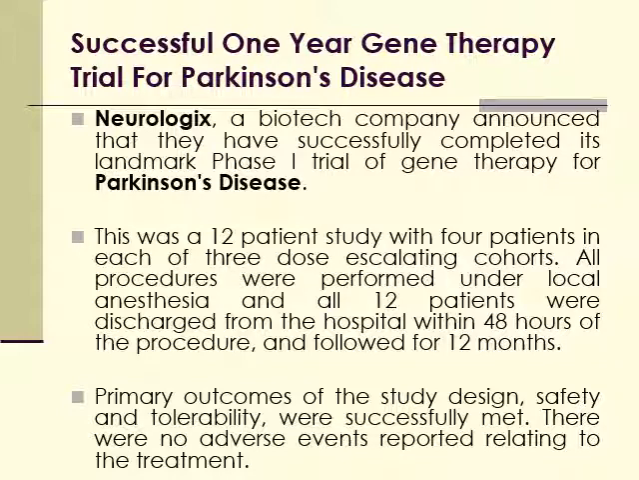We also have a successful 1-year gene therapy trial for Parkinson's disease. Neurologics, a biotech company, announced that it has successfully completed its landmark phase 1 trial of gene therapy for Parkinson's disease. This was a 12-patient study with 4 patients in each of 3 dose-escalating cohorts. All procedures were performed under local anesthesia, and all 12 patients were discharged from the hospital within 48 hours of the procedure. The primary outcomes of the study design, safety and tolerability, were successfully met. There were no adverse events reported relating to the treatment.